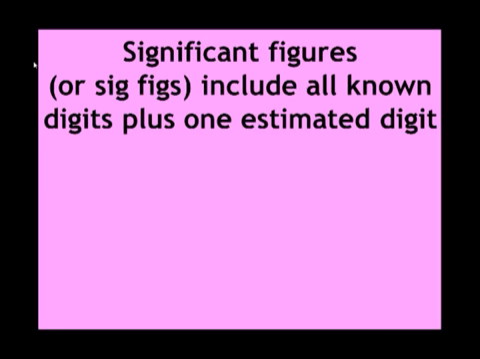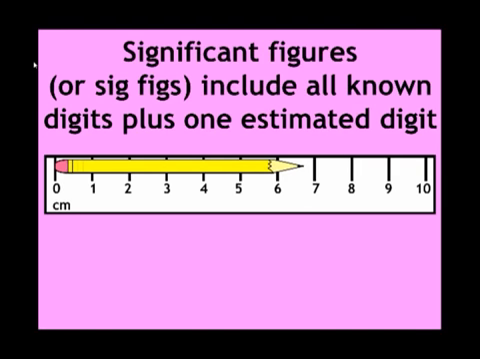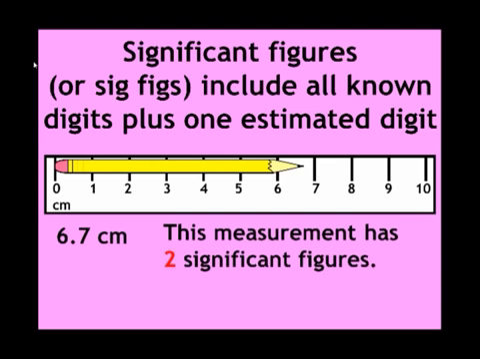Okay, so we're going to talk about significant figures now, or sig figs. In a measurement, the number of sig figs include all of the known digits plus one estimated digit. So in this example, the measurement is 6.7. The known digit is a 6. Because we estimated that final digit as a 7, that counts as well. It's all significant, so this number would have two significant figures, or 2 sig figs for short.